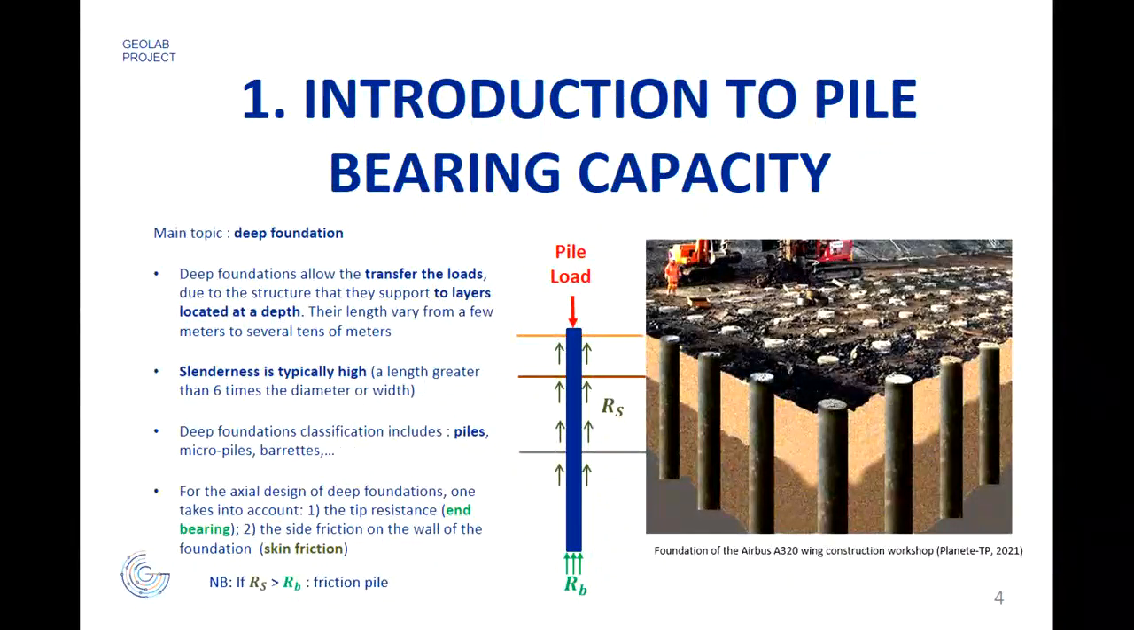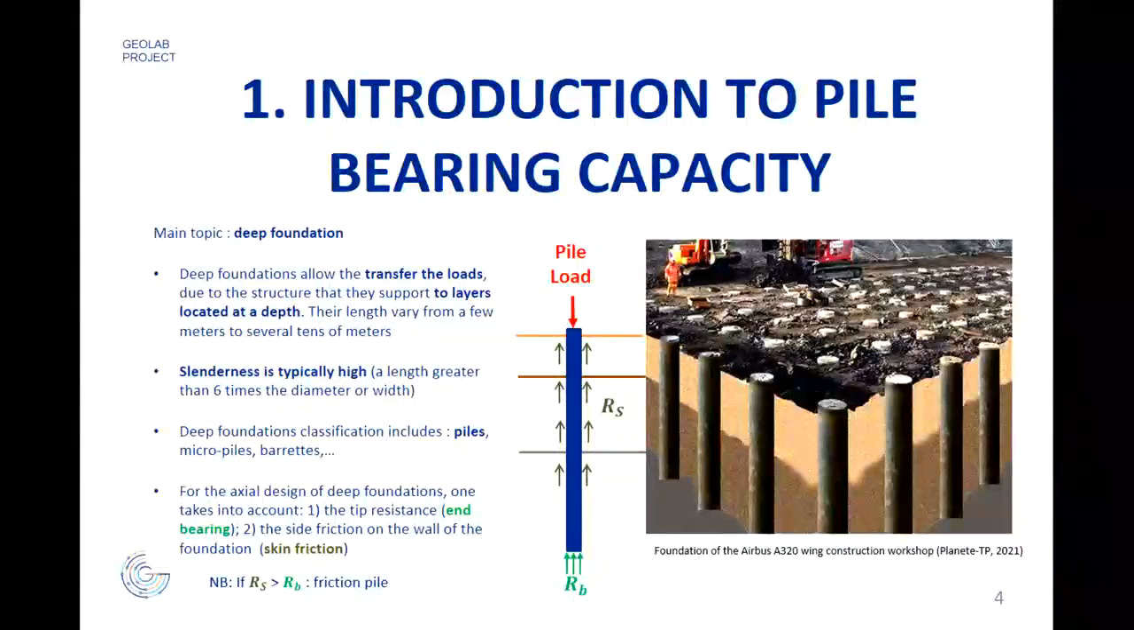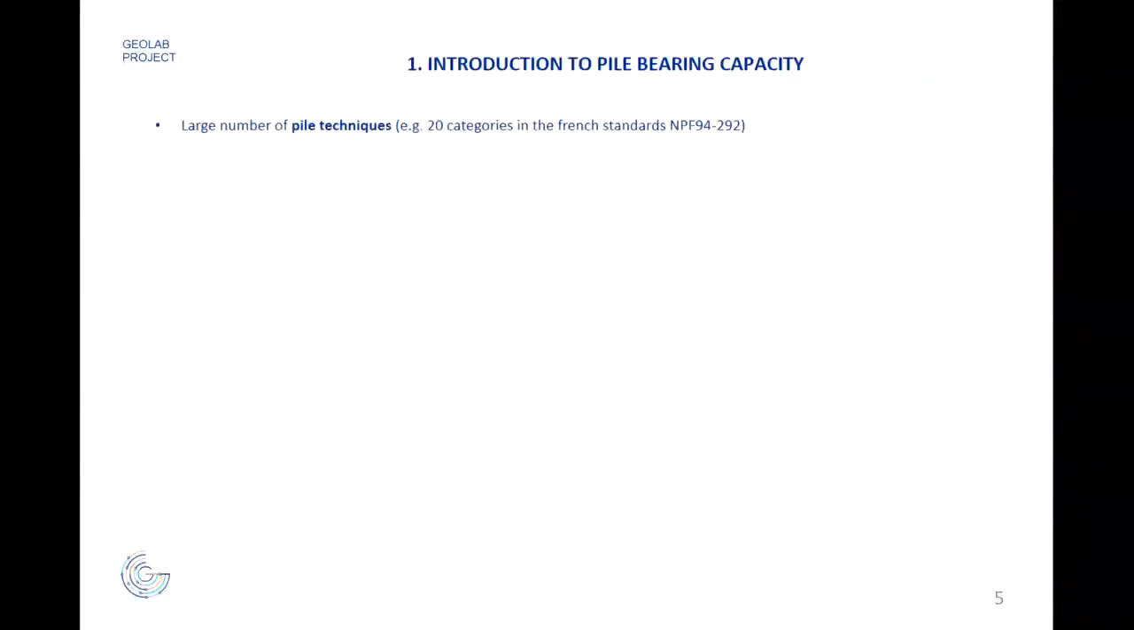One particular case is when the skin friction is much higher than the end bearing resistance. We say that it's a friction pile. So just vocabulary, but not so important.